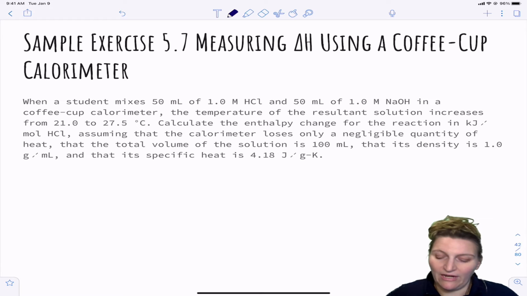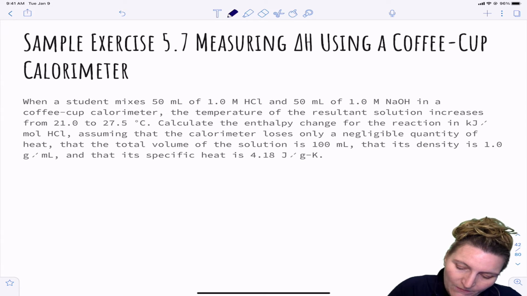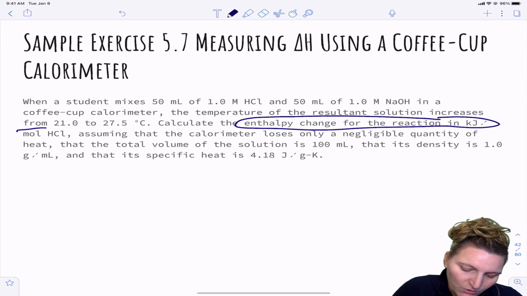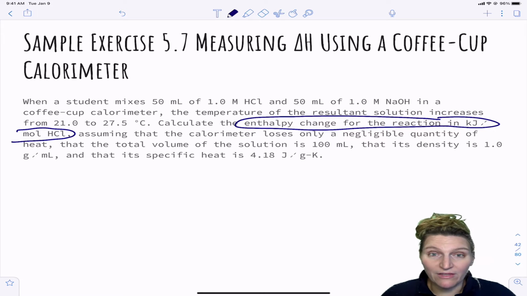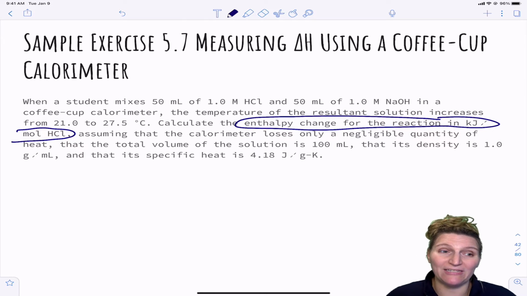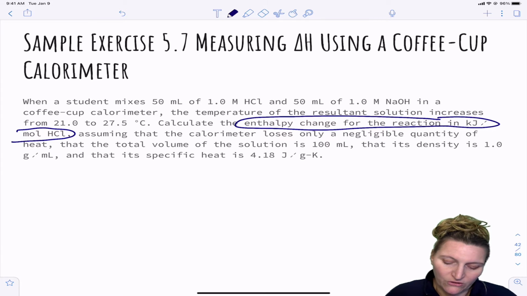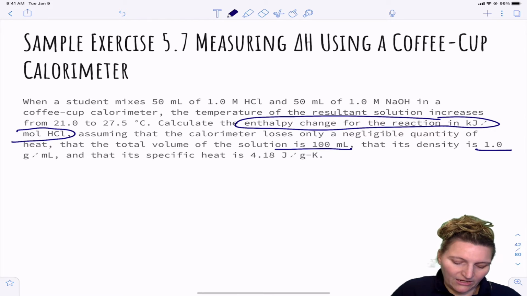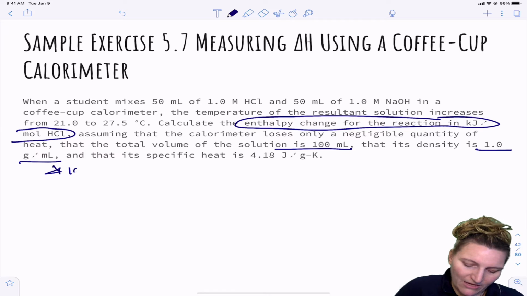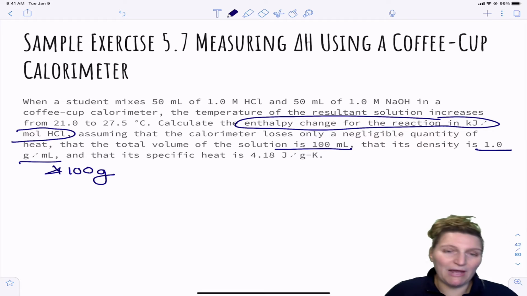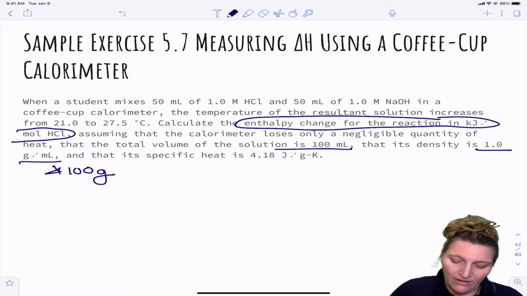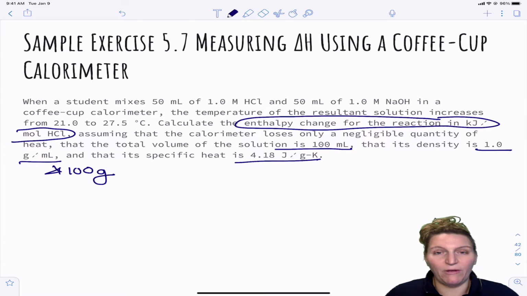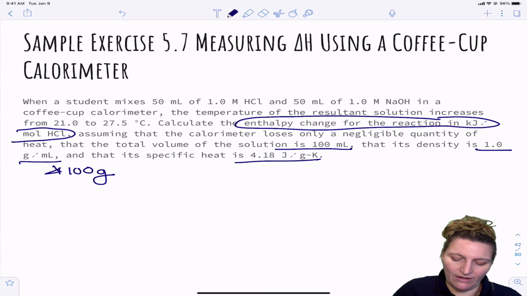Calculate the enthalpy change for the reaction, and this is really important: enthalpy change for the reaction in kilojoules per mole of HCl. One of the things that I said at the beginning of this chapter is we really got to pay attention to units, and here's a good example of that. Assuming that the calorimeter only loses a negligible quantity of heat, the total volume of the solution is 100 milliliters. The density is 1 gram per milliliter. So that means that my mass of solution is 100 grams. The specific heat is about the same as water, so 4.18 joules per gram Kelvin.